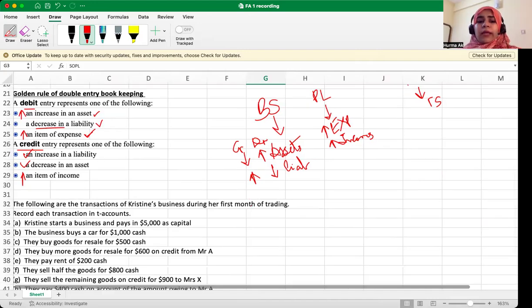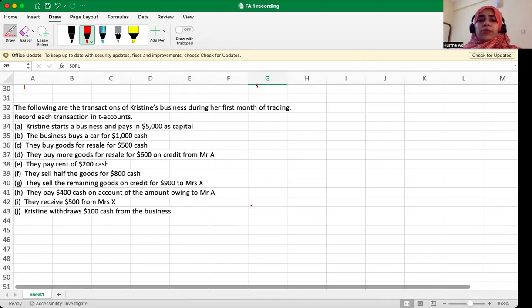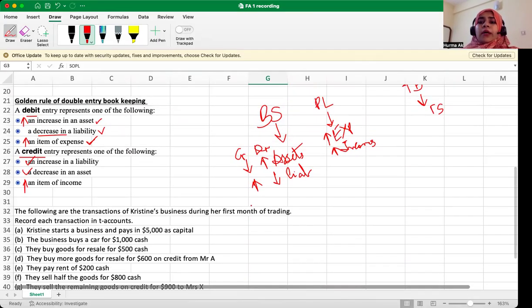It's very simple. And as you do more questions, as you keep solving such small one-liners, when we start writing journal entries, you will definitely get a hang of it. So there's definitely nothing to worry about. For now, you need to remember the golden rule. Debit an item when that leads to an increase in expense, an increase in the asset, or a decrease in the liability, and credit an item when it is leading to an increase in liability, a decrease in the asset, or an increase in the income.